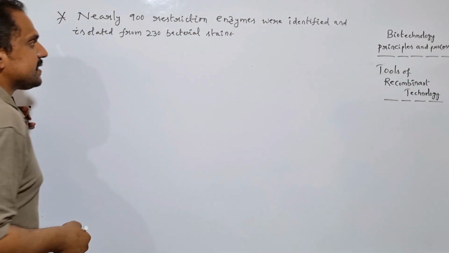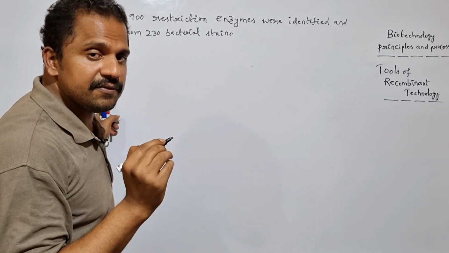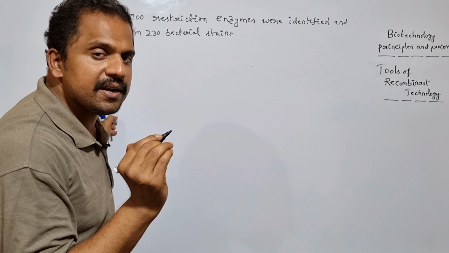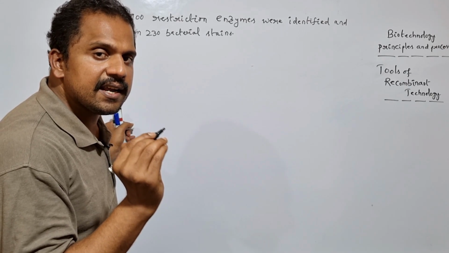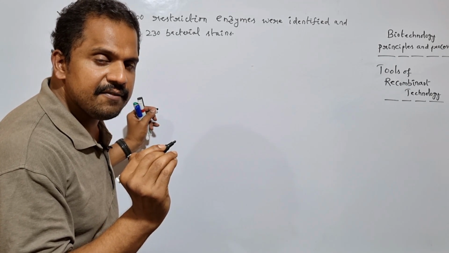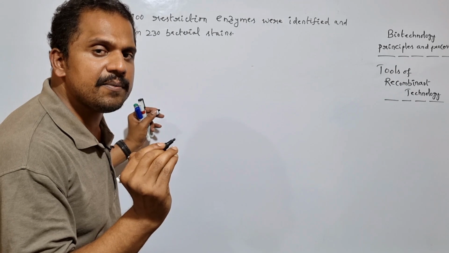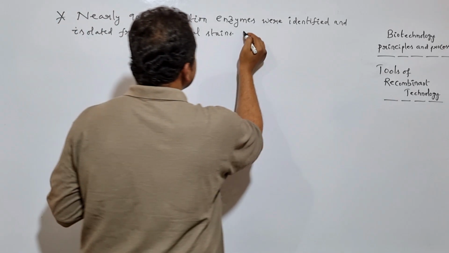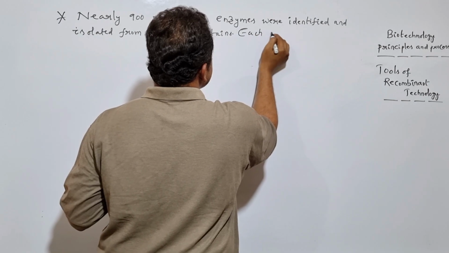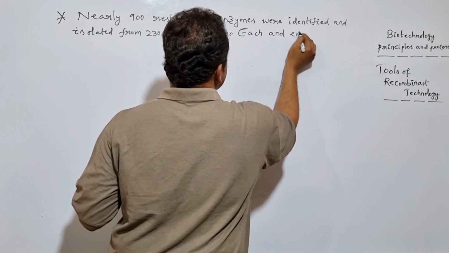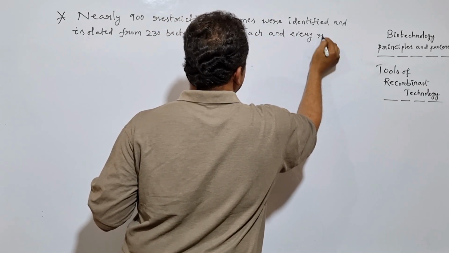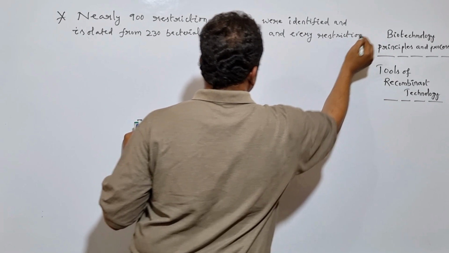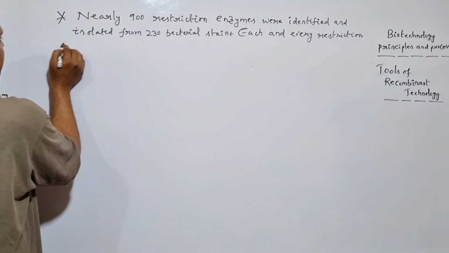And each and every restriction enzyme is very site specific. By taking advantage of a specific base pair sequence termed the recognition site or recognition sequence, each and every restriction enzyme is capable of recognizing the concerned DNA sequence. Each and every restriction enzyme is site specific.